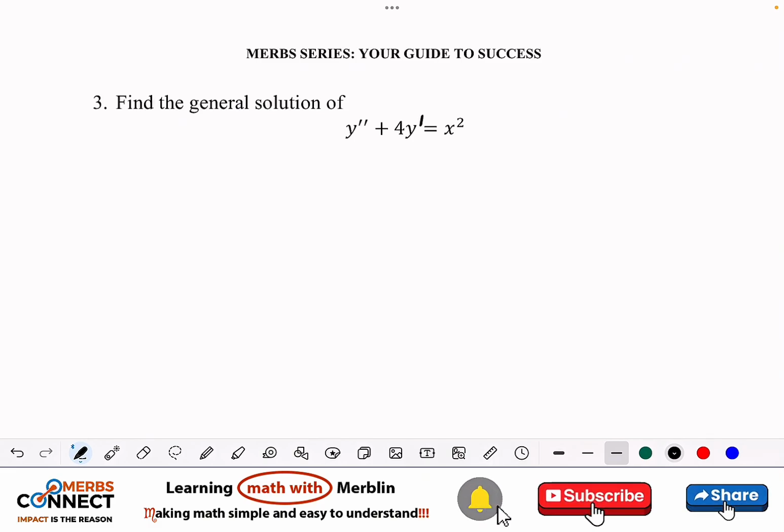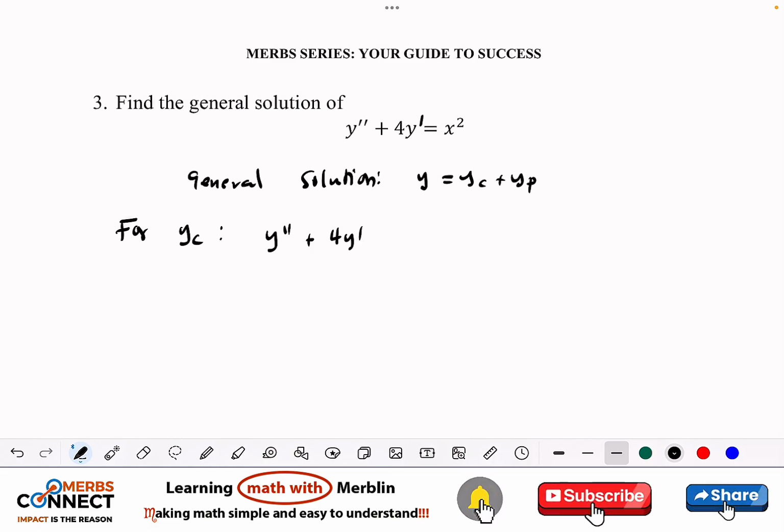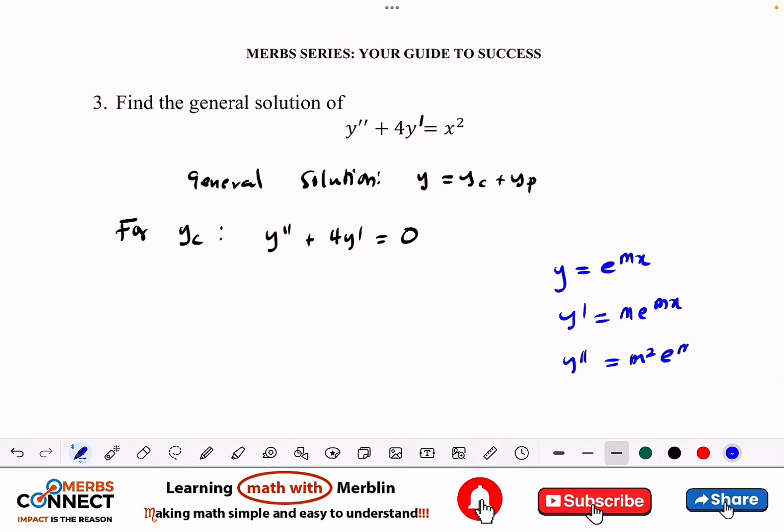So now we want to look at this example here. So same thing again, general solution. We are going to have y is equal to yc plus yp. So for yc, we need to consider y prime prime plus 4y prime to be equal to 0. So let's go through the same process. e to the power mx, y prime is equal to m e to the power mx, and y prime prime is going to be m squared e to the power mx.